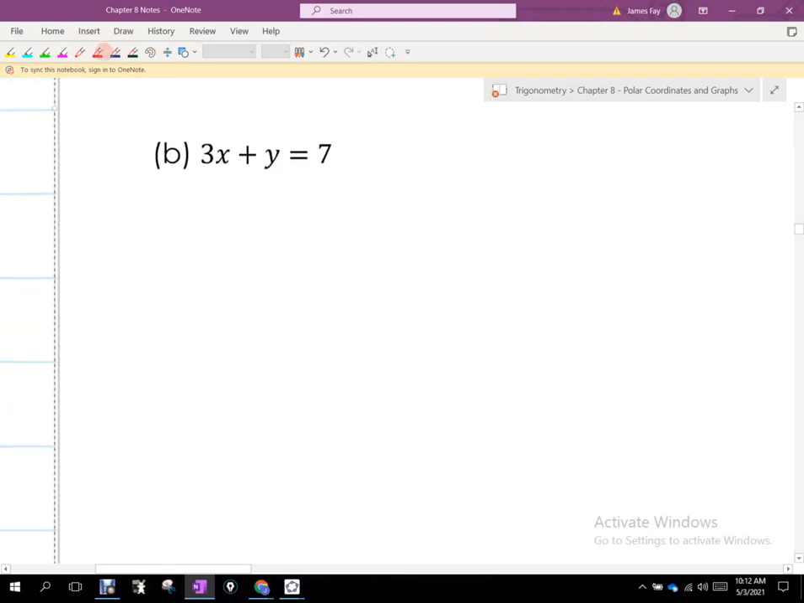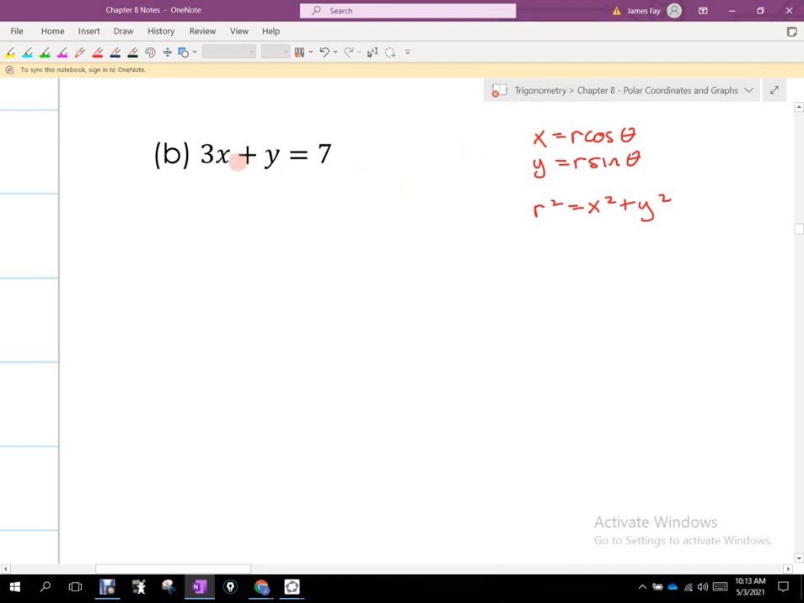So on Friday, we realized, or we made the connection, that x is always equal to r cosine theta, and y is always equal to r sine of theta, and then r squared was x squared plus y squared. So we're going to use those relationships to merge, or not merge, but change a rectangular equation into a polar one.